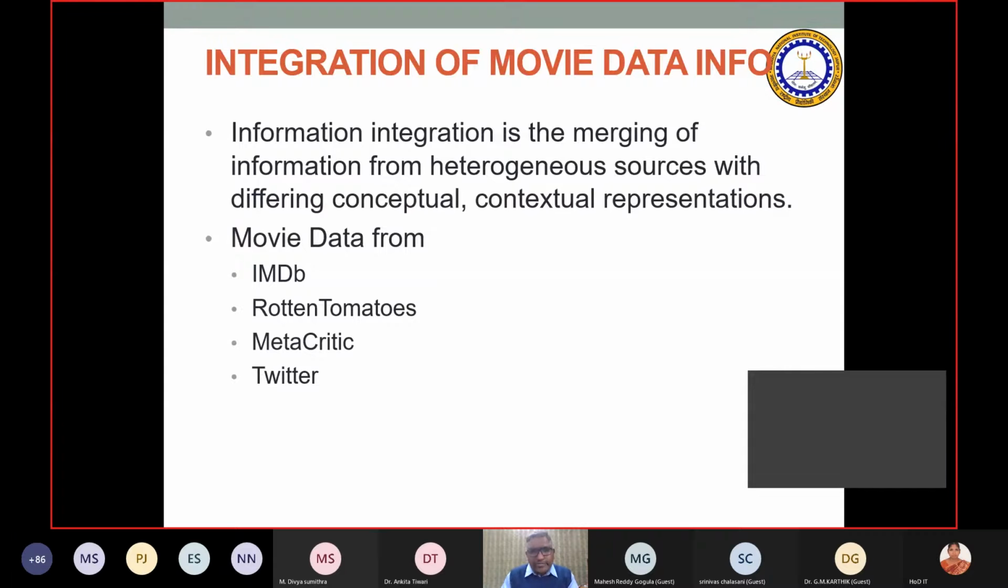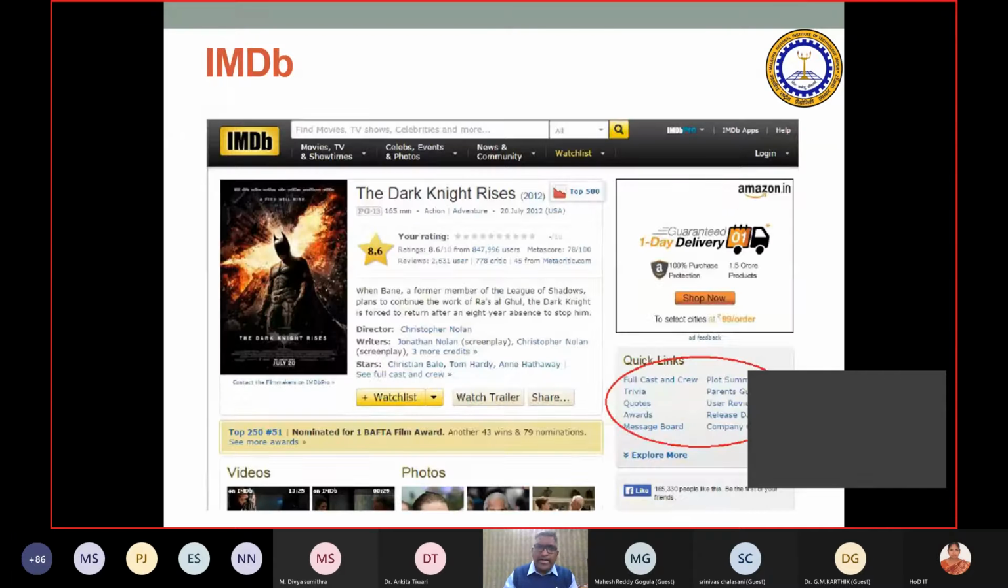So movie data could be collected from IMDb, Rotten Tomatoes, Metacritic, and Twitter. A lot of tweets about that particular movie handle. So students chose a movie called Dark Knight Rises, right? So you have this movie, and then you collect a lot of information about it. IMDb has its own links. You can collect comments. You can collect who the actors are, who is the director. All the information is available on the website.